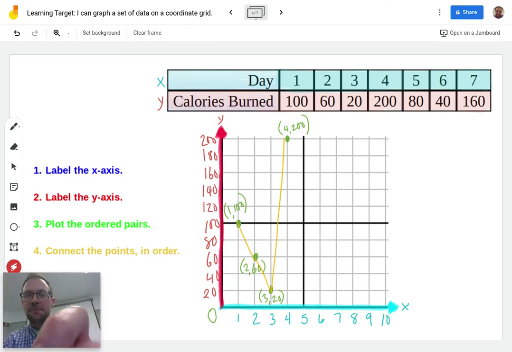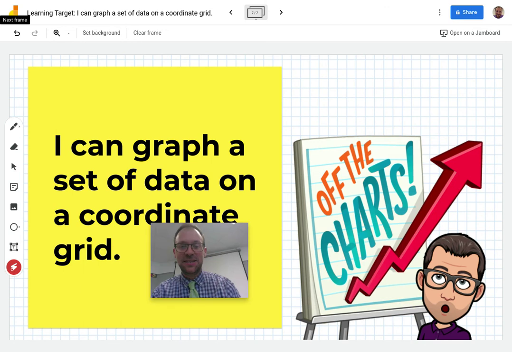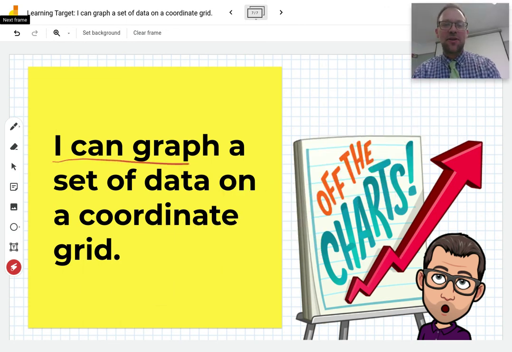Okay, today, our learning target is I can graph a set of data on a coordinate grid. And when it comes to graphing or labeling the y-axis, you want to be really careful to study that set of data carefully in order to label it correctly. If you need help, let me know.